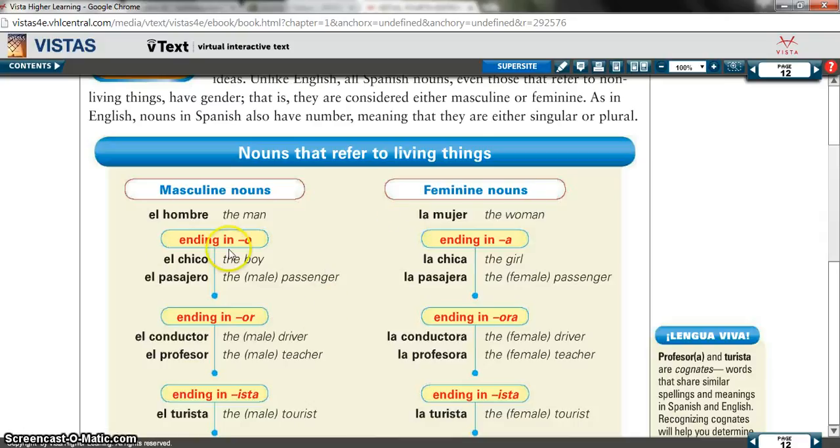Okay, so again, here's some others: el chico, el pasajero, and already beginning to get into these spelling things. Nouns that end in O tend to be masculine. Nouns that end in A tend to be feminine. So the girl, la chica. Okay, and you put an A on the word passenger, la pasajera, and it's feminine.